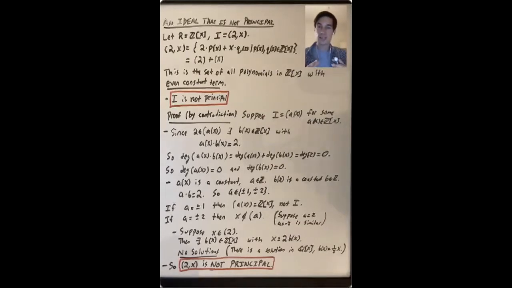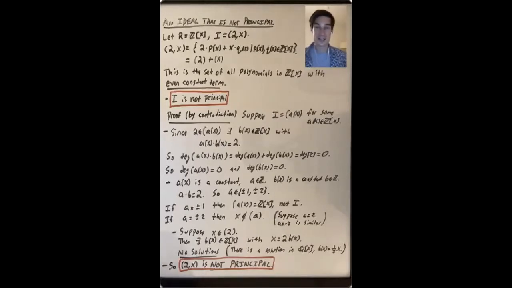So let me point something out before moving on. When we're solving this equation X equals 2 times B of X, there's no solution in Z bracket X, but there is a solution in Q bracket X. You could just set B of X equal to 1/2 X. So it's really important when you go through these kinds of arguments to remember what ring you're in, like remember where you live. The ideal generated by 2 and X in Z bracket X is not principal, but the ideal generated by 2 and X in Q bracket X is principal.